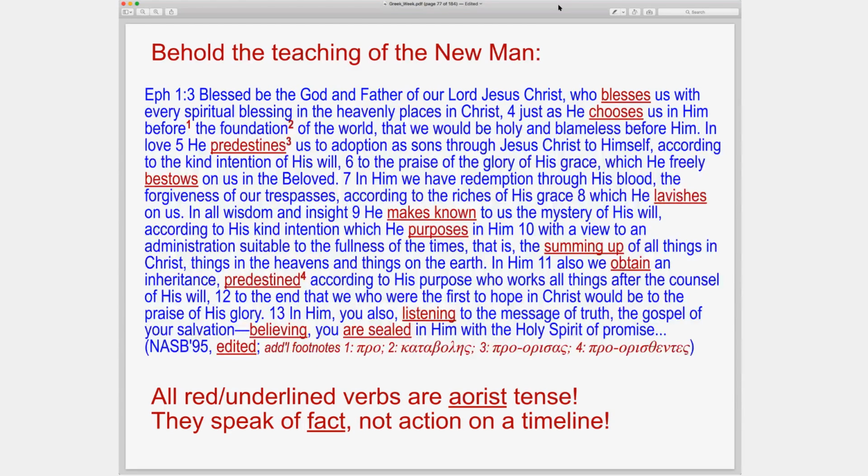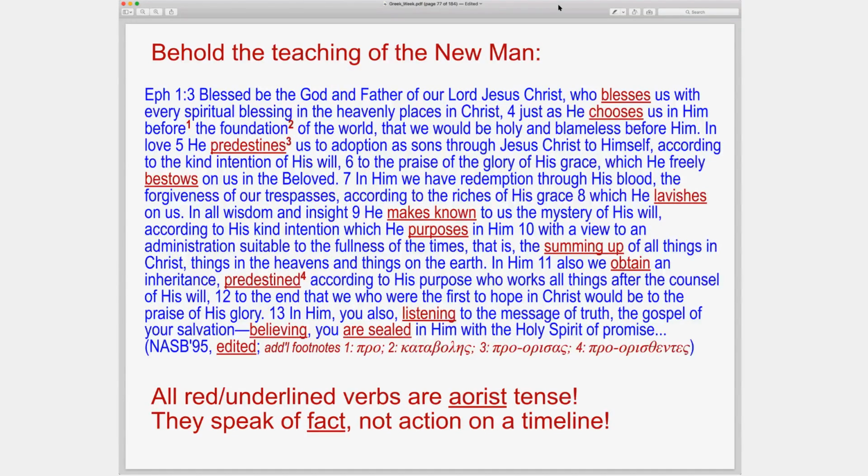Behold the teaching of the new man. All the red underlined verbs are aorist tense. And they speak of fact, not action on a timeline. Blessed be the Father of our Lord Jesus Christ, who blesses us with every spiritual blessing in the heavenly places. Okay, let's stop right there. Who blesses us? When does he bless us? That's not the point of this. It's fact that he blesses us.